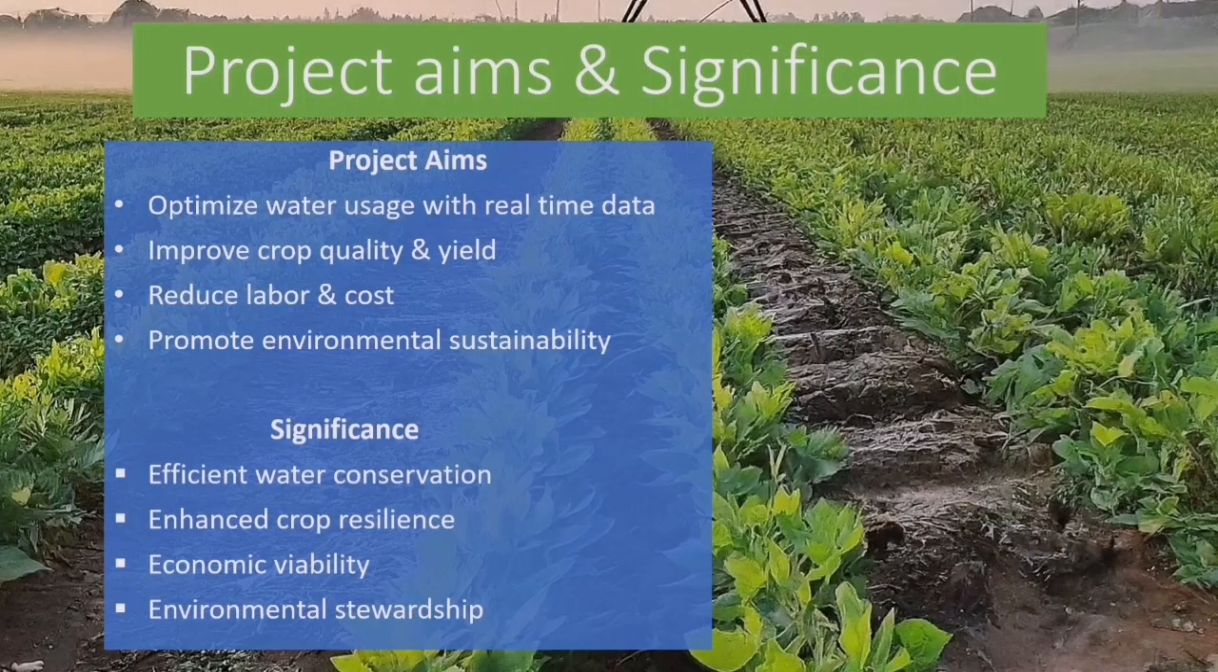Project aims and significance. Our project aims to achieve several key objectives. Optimize water usage with real-time data, improve crop quality and yield, reduce labor and cost, promote environmental sustainability. The significance of our project lies in its potential impact: efficient water conservation, enhanced crop resilience, economic viability, environmental stewardship. Let's move to the next slide.